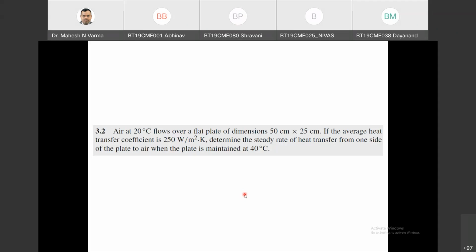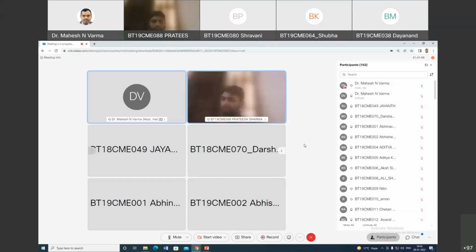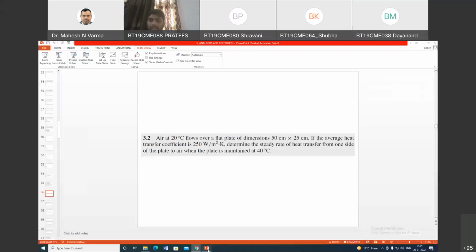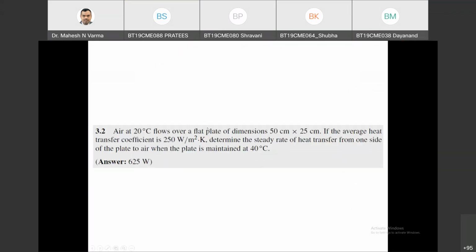Roll number 64, Shubham. Yes, sir. So what is the value? Rate of heat transfer. And calculator. Yes, sir. Yeah, very good. Calculator is there with you. Very good. So what is the answer to this problem? So I'm getting 625 watt. Yes, sir. Yeah, very good. 625 watt. Correct, correct. So very easy.